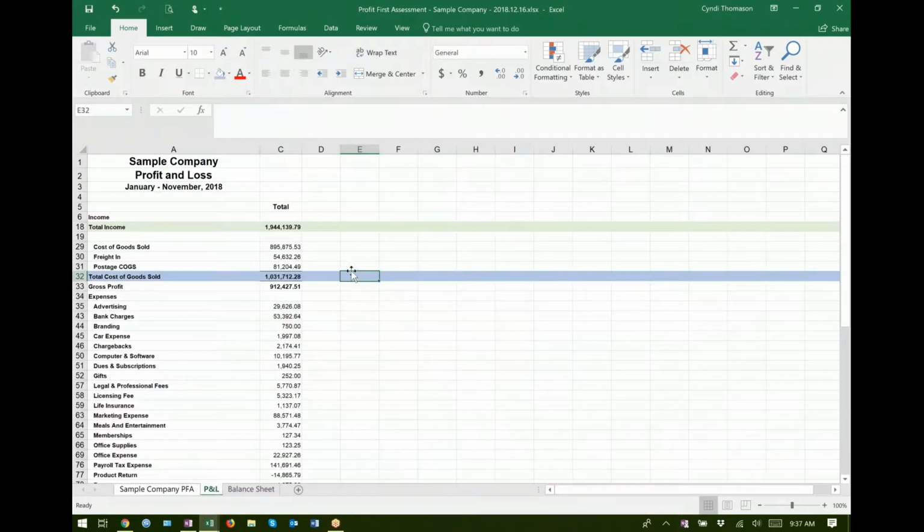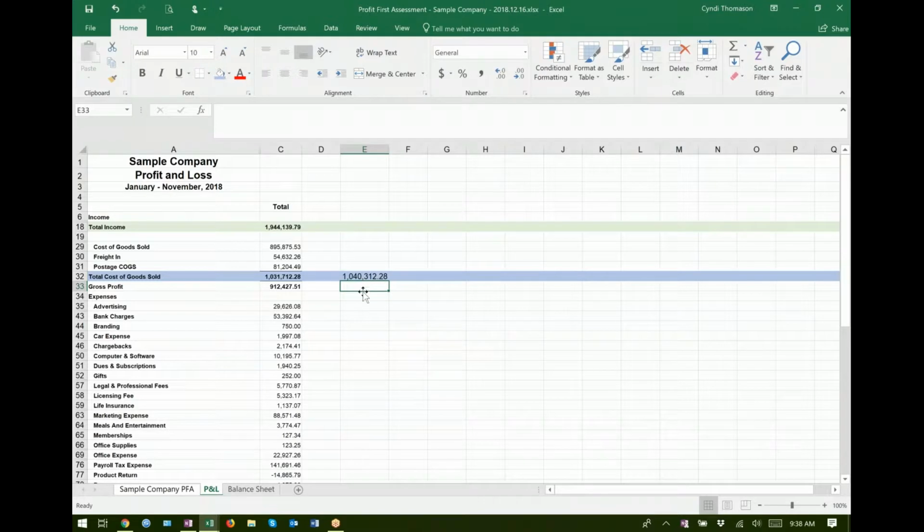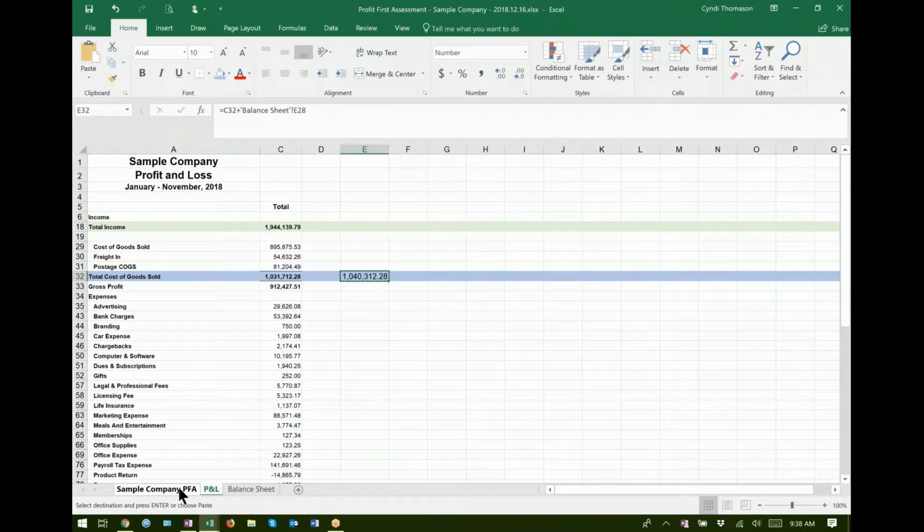So we're going to take the balance from the P&L, and we're going to add to it the amount that we can attribute to our inventory for this year, and that tells us the amount of our cost of goods sold. We want to paste this number over in our tool.